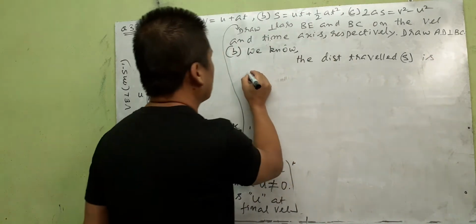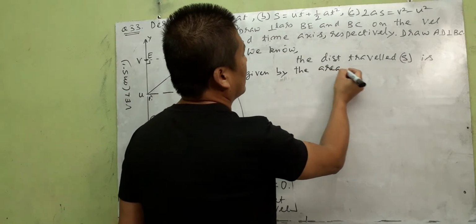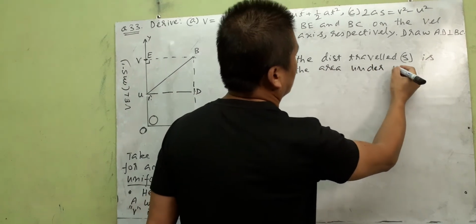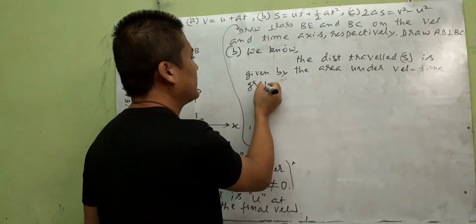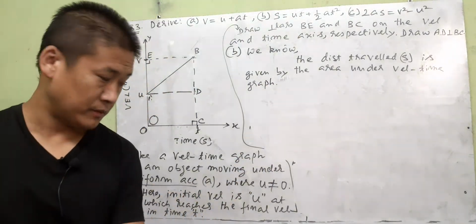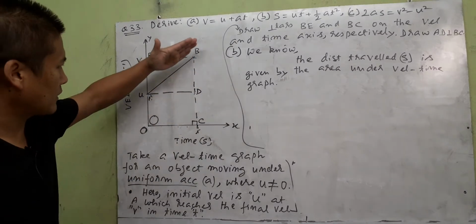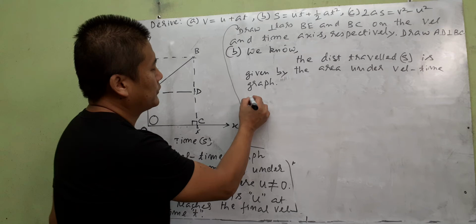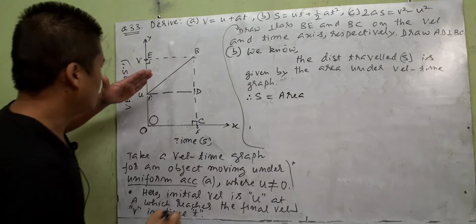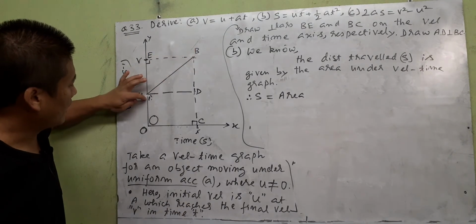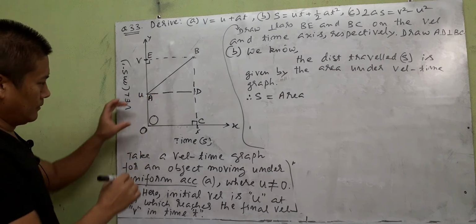is given by the area under the velocity time graph. We have learned this in the previous class, that the distance traveled by an object between two time periods, from here to here, is given by the area of the figure under this graph, straight line. Therefore, S will be equal to the area under this straight line, which is AOCB. And you know these two lines are parallel, you see here.